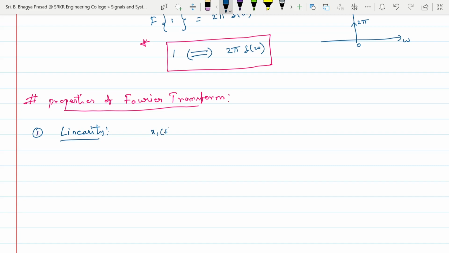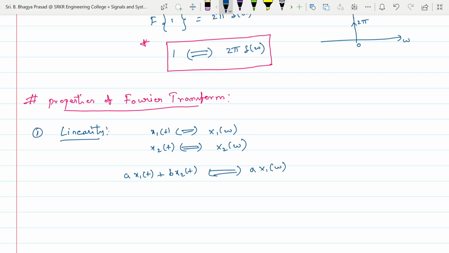For the signal x1 of t, the Fourier transform is X1 of omega, and for x2 of t, the Fourier transform is X2 of omega. So for linearity, a x1 of t plus b x2 of t, the Fourier transform is the linear weighted combination of X1 and X2: a X1 of omega plus b X2 of omega. Okay. And the second property, time reversal.